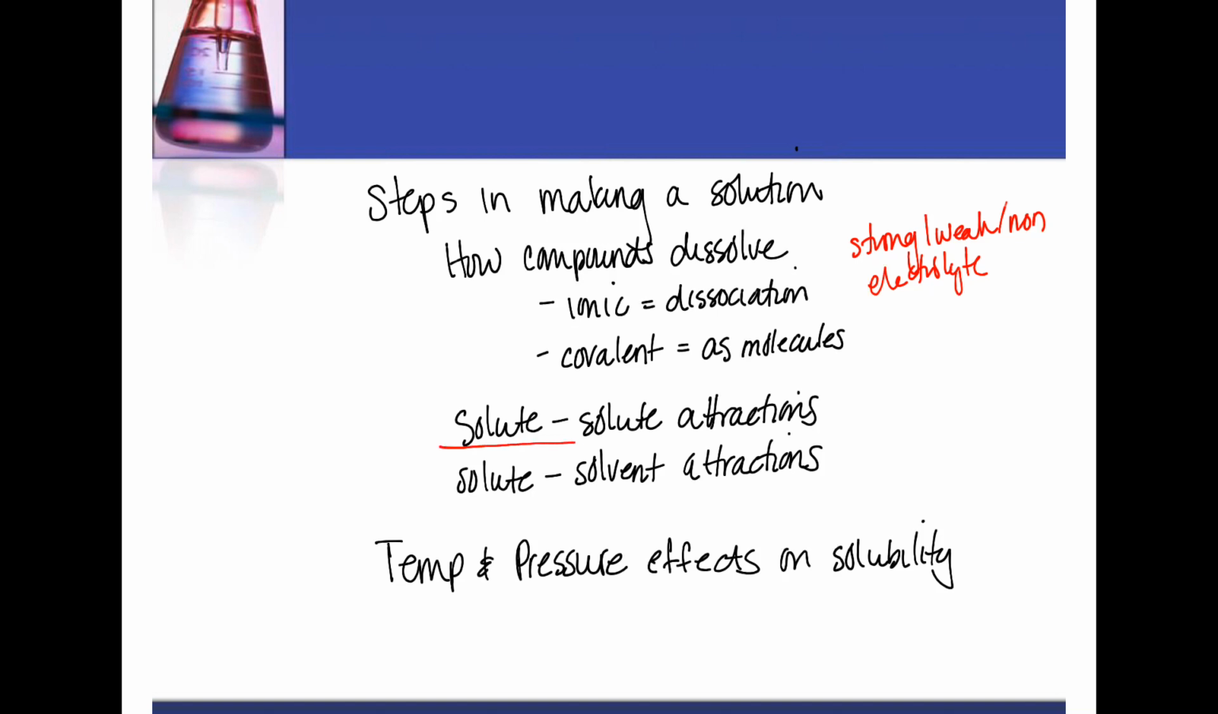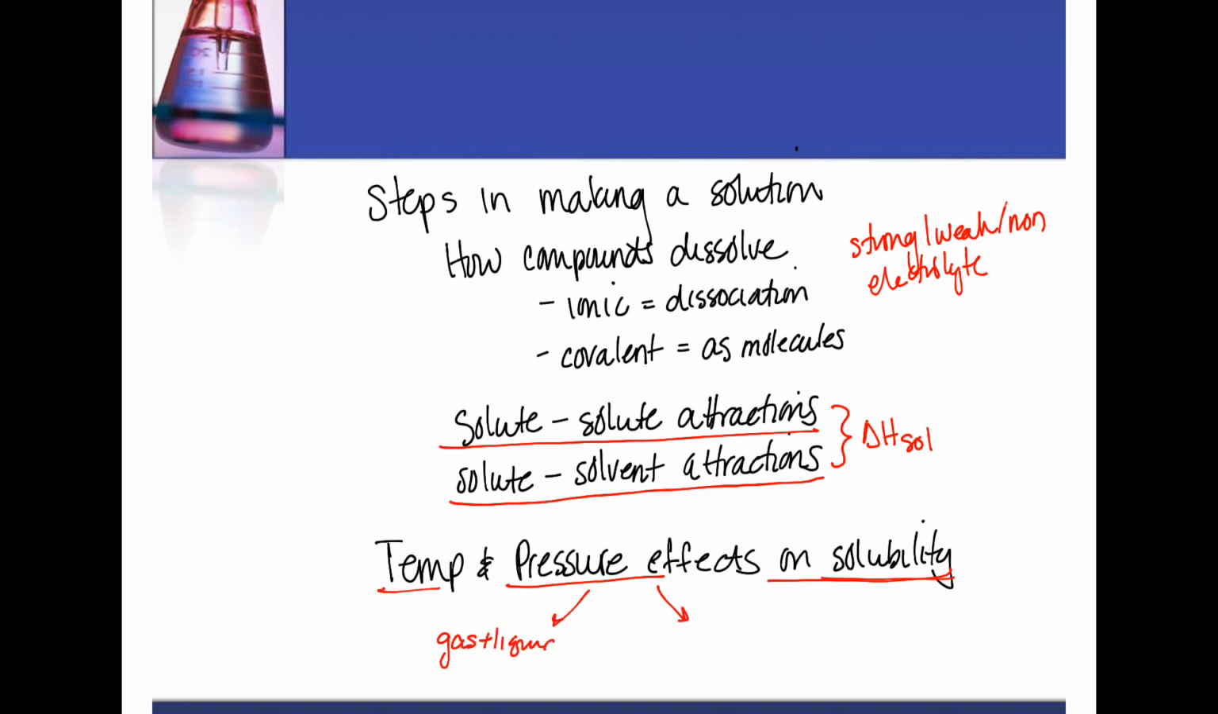Then we went on to talk about how to make a solution. We need to break solute-solvent attractions, and we need to allow solute-solvent attractions to happen. Depending on which one of those is bigger, it tells us what the sign of the delta H of solution is going to be. We also talked about how temperature changes solubility, and how pressure can affect solubility. But those have different effects depending on whether the solution is made out of a gas in a liquid or a solid and a liquid.